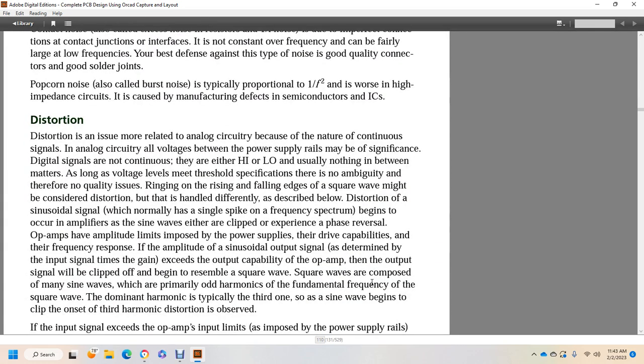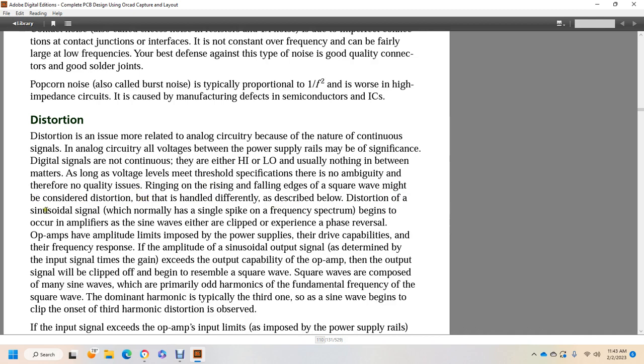Distortion. Distortion is an issue more related to analog circuitry because of the nature of its continuous signal. With analog circuitry, all voltages between the power supply rails may be of significance. Digital signals are not continuous. They are either high or low, with usually nothing in between that matters. As long as the voltage level meets the threshold specification, there is no ambiguity and no quality issue. Ringing on the rising and falling edges of a square wave might be considered distortion, but it is handled differently and is described below.